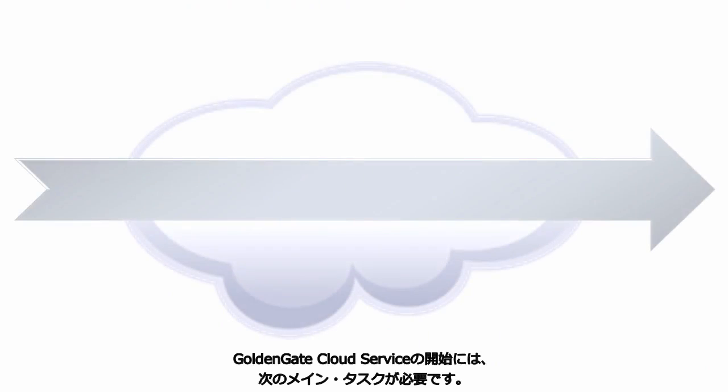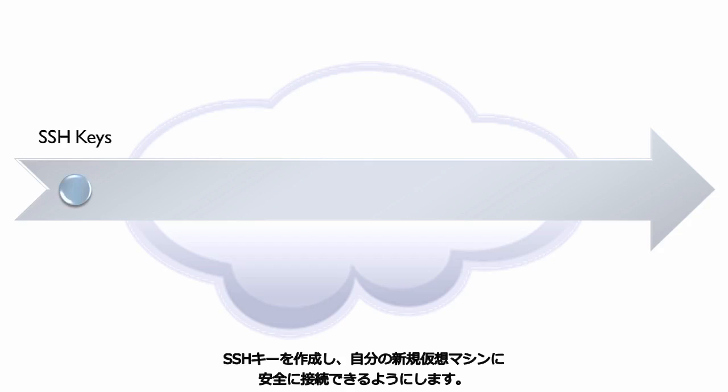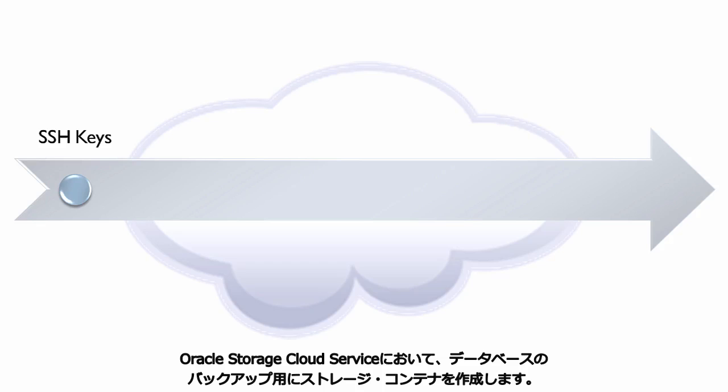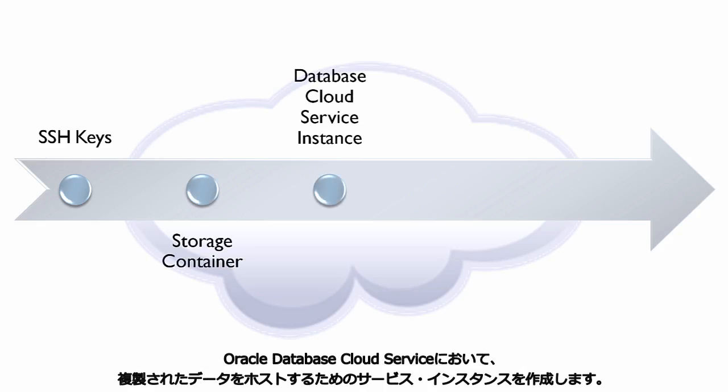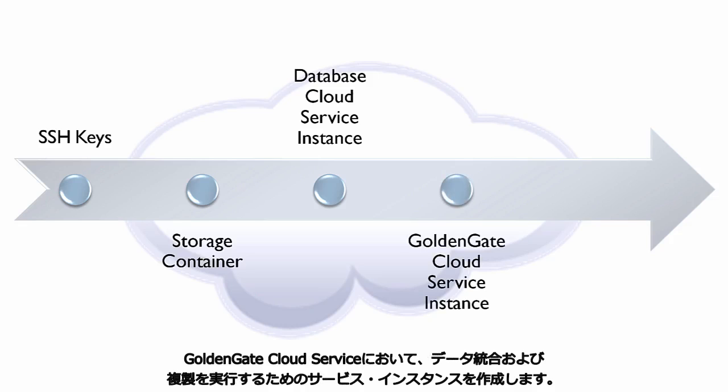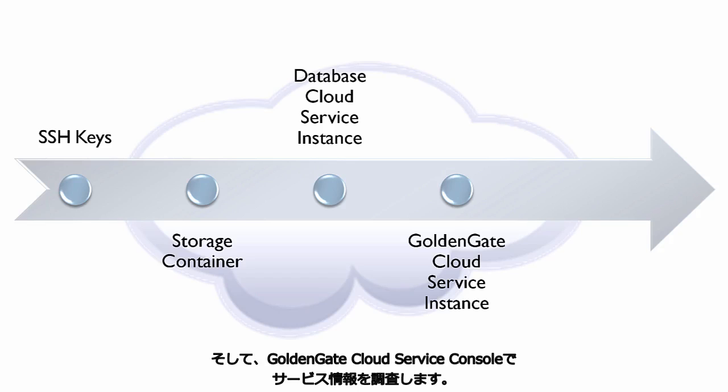Getting started with GoldenGate Cloud Service involves these main tasks. Creating SSH keys so that I can securely connect to my new virtual machines. Creating a storage container in Oracle Storage Cloud Service for database backups. Creating a service instance in Oracle Database Cloud Service to host the replicated data. Creating a service instance in GoldenGate Cloud Service to perform data integration and replication. And finally, exploring the GoldenGate Cloud Service console for service information.